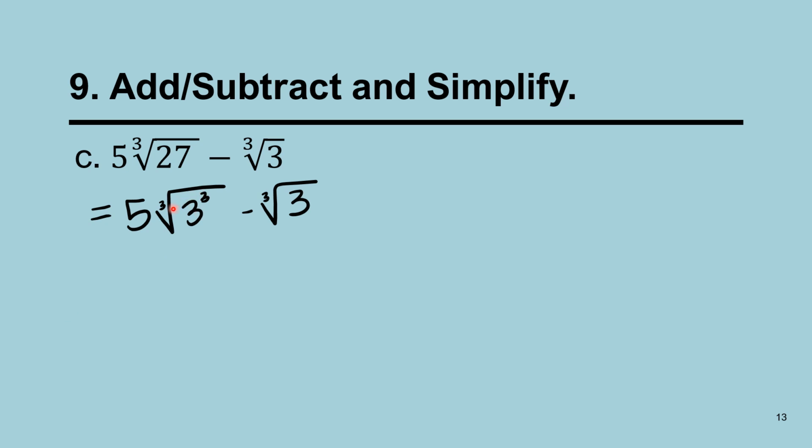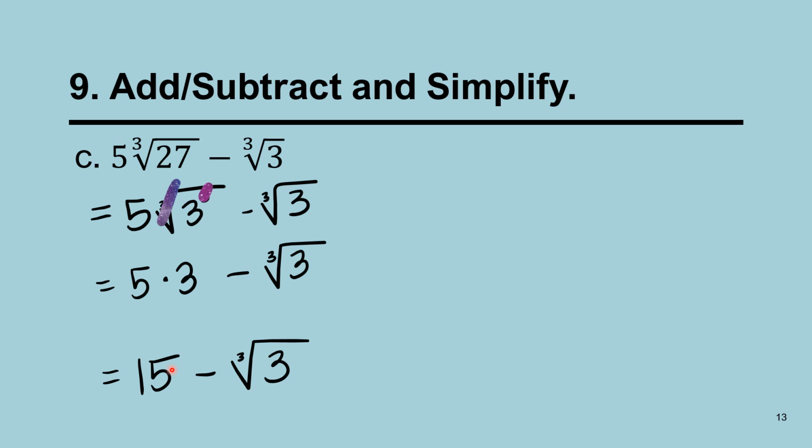Notice that our index matches our exponent, so these are going to cancel each other out. So the cube root cancels with the cube. The operation here is multiplication. There's no little dot, but we know this is multiplication, so we're now going to multiply these. 5 times 3, and then this side is just dropping down, so minus the cube root of 3. 5 times 3 is 15, minus the cube root of 3.